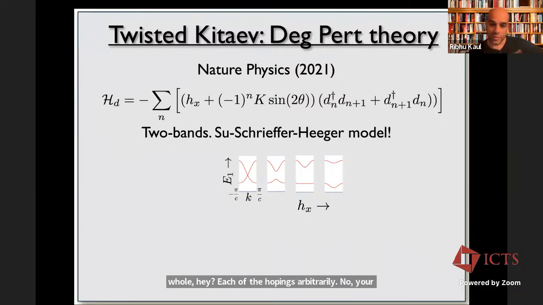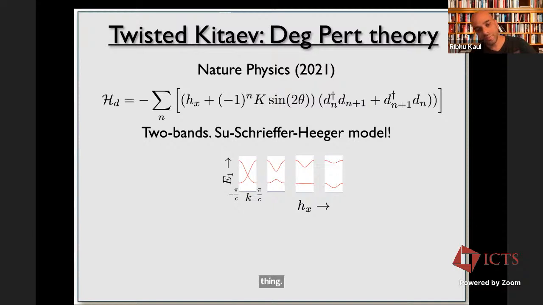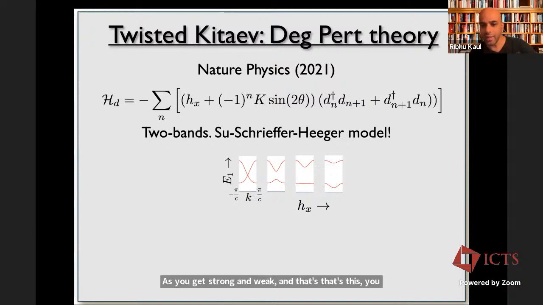Now, when you apply the transverse field, this changes because you have odd and even, strong and weak bonds, right? Because you're adding a uniform thing to an oscillating thing, and so you get strong and weak. And that splits this band structure into two bands. Then the bottom band gets flat at some value of HX. And if you increase HX beyond that, then it becomes dispersive in the opposite direction.